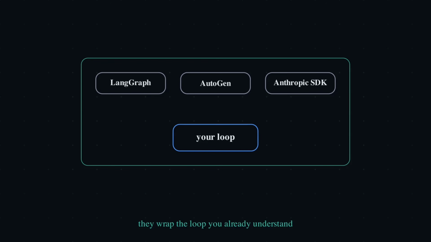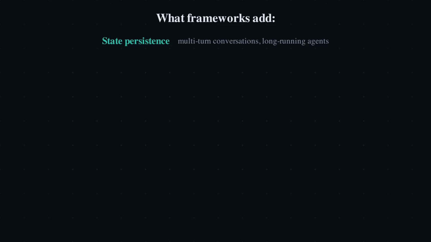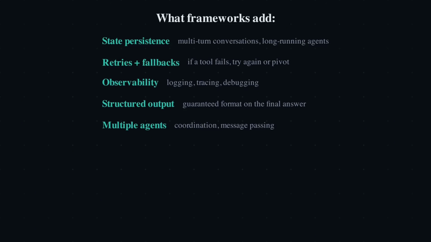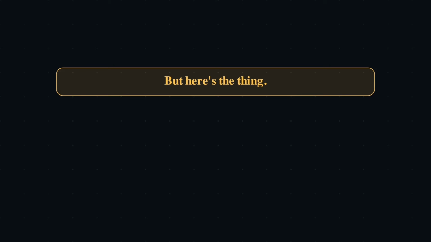Frameworks like LangGraph, Autogen, Anthropic's own stuff, they wrap the loop you built and add, for example, state persistence for multi-turn conversation and long-running agents, retries and fallbacks. If a tool fails, try again or use a different approach. Observability for logging, tracing, debugging. Structured output to make sure the agent's final answer is what you asked for. And multiple agents for coordination and message passing.